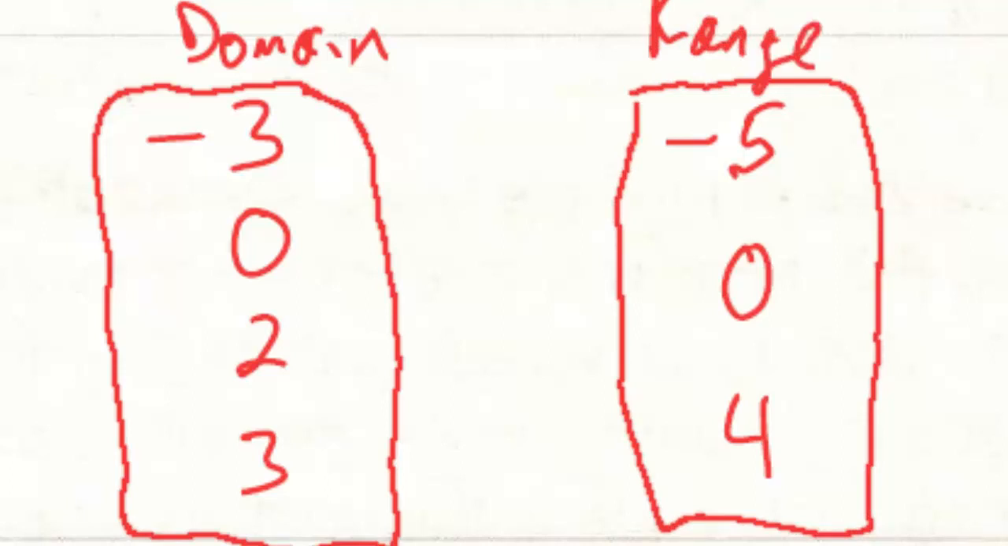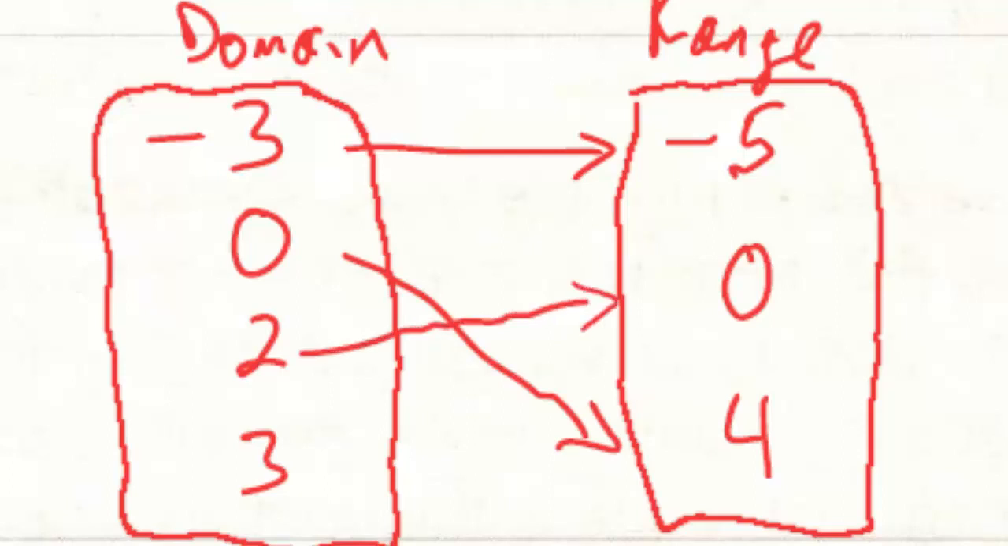And then we look back and go, well, -3 was mapped to -5, so I'm going to draw an arrow across like this. The 0 was mapped to a 4, so I'm going to draw an arrow like that. The 2 was mapped to a 0, so I'm going to draw an arrow like this. And the 3 was also mapped to a -5, so I'm going to draw an arrow like this. And that's where we have our 2 different ordered pairs with the same y value, or the same range value.